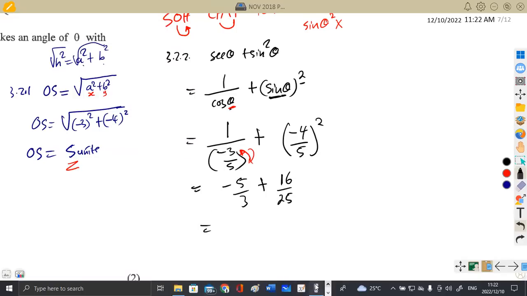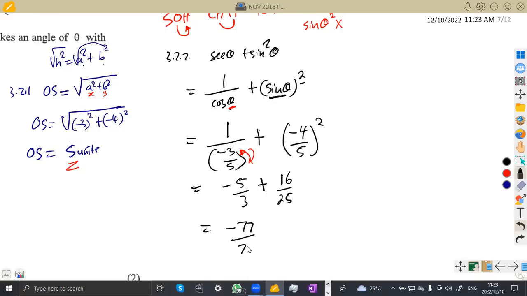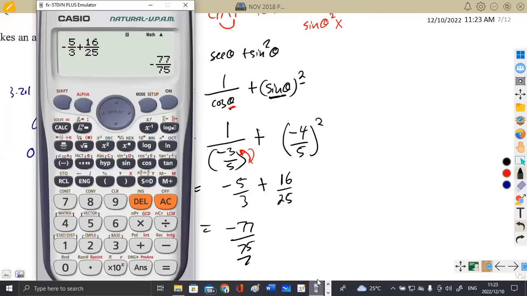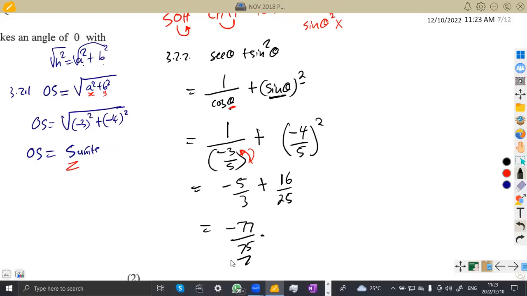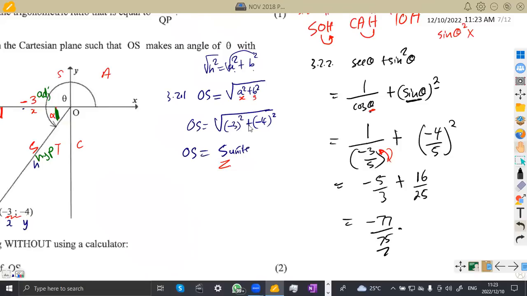So if we add everything, what are you going to have? Negative 5 over 3 plus 16 over 25. Let's cross-check again. That's negative 77 over 75. All right, so that's it. We can leave your answer like that. It's fine like that.